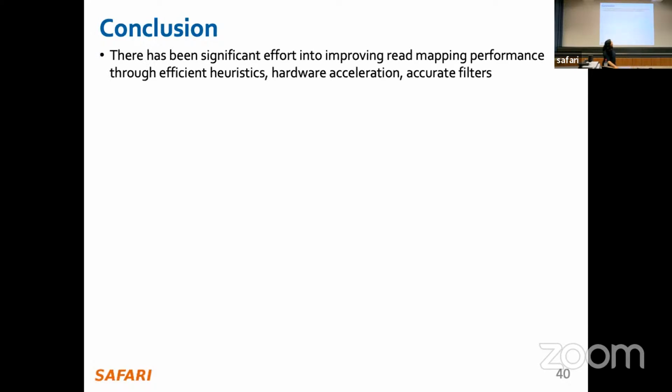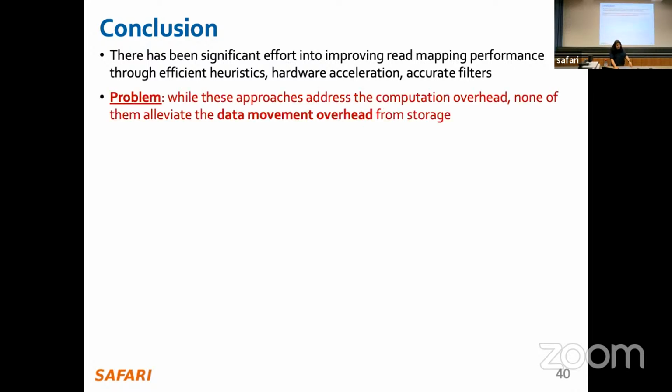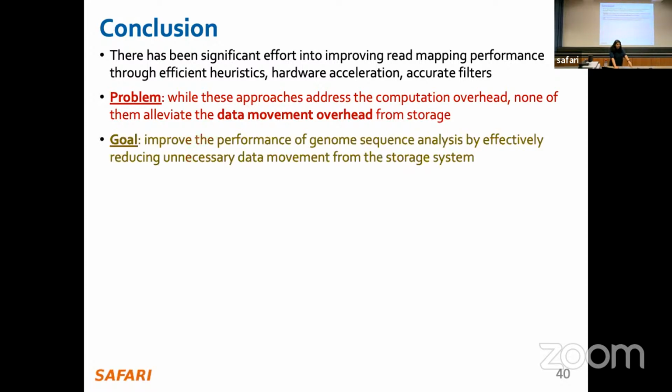So now let me conclude by giving a summary of what we discussed. There's been significant effort into improving read mapping performance through efficient heuristics, hardware accelerators, and various filters. And while these approaches address the computation overhead, none of them alleviate the data movement overhead from storage, whose impact becomes even larger as other overheads get addressed. And our goal in this work was to improve performance of genome sequence analysis by efficiently and effectively reducing unnecessary data movement right from the beginning, from the storage system.